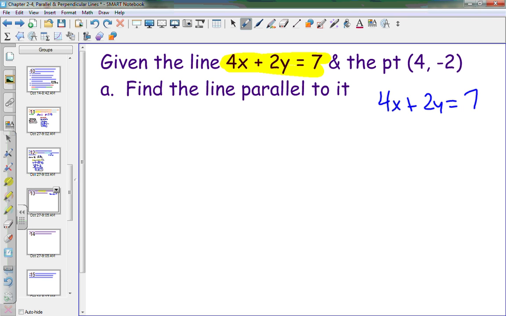I need to do what? Solve for y. So I'm going to subtract 4x from both sides. So I have 2y is equal to negative 4x plus 7. Now what?